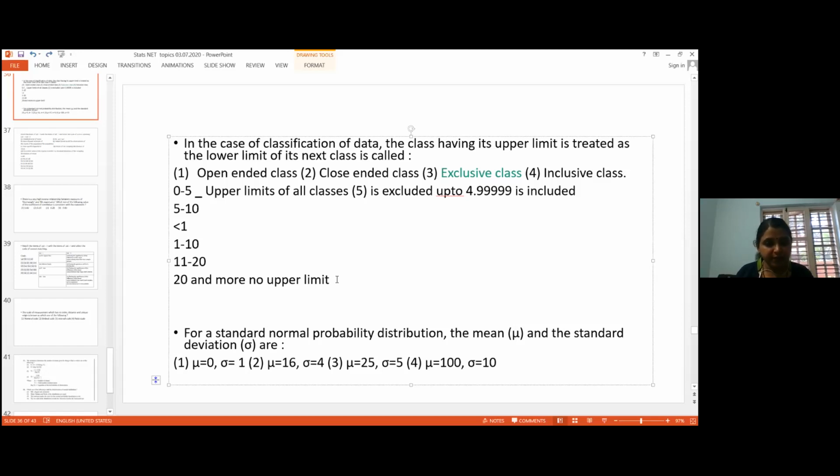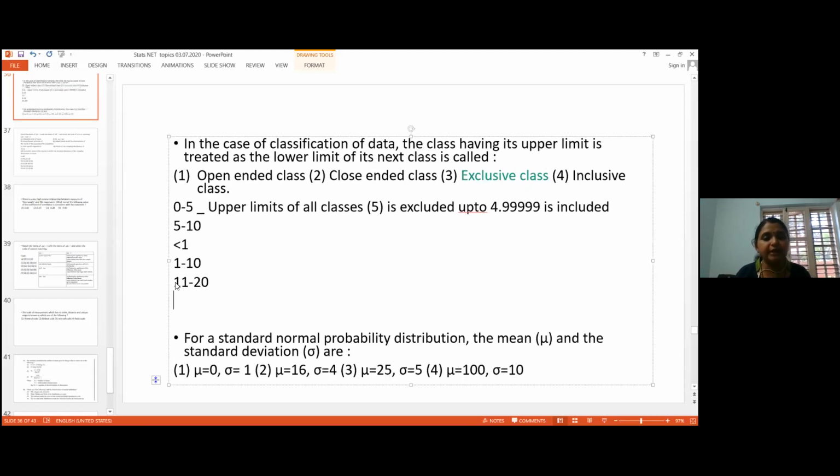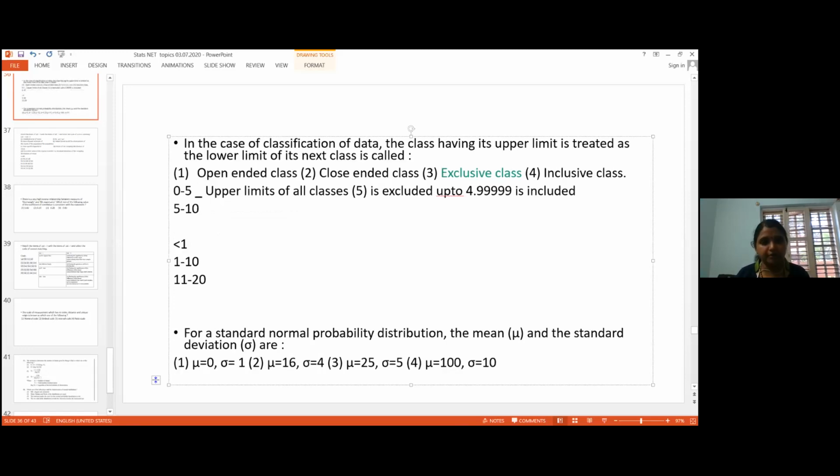It can be like this also. So when we call open end class, any one of the ends of the frequency table is open. Not necessarily both ends are open. One of the ends is left open. That is called open end. If you know what is open end, then you also know what is closed end class. So I have explained all 4 of it now.